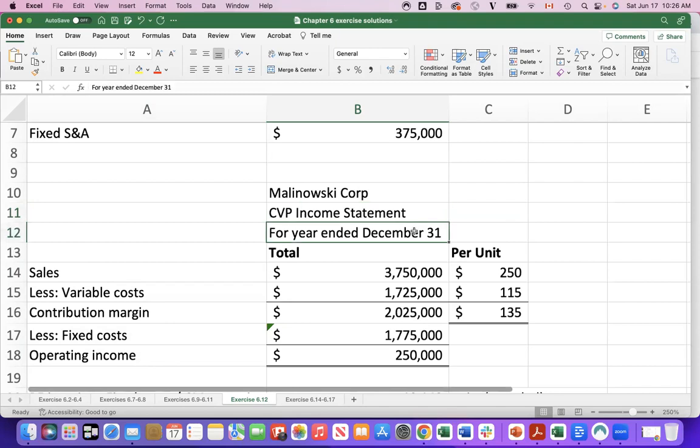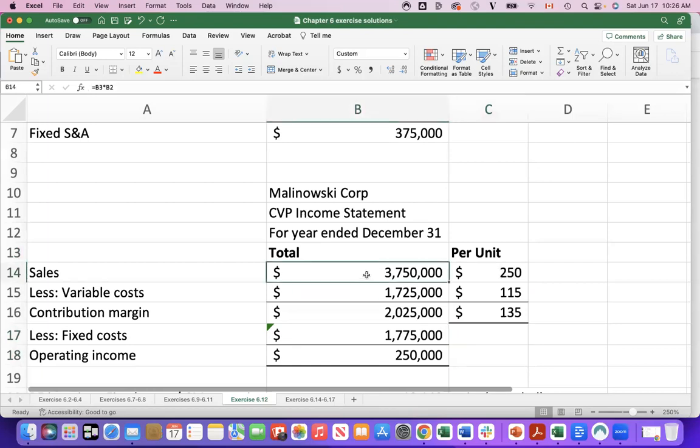So the results showing here are for the entire year. In this case, it'd be a calendar year since the end is December 31st. Notice too, we have two different columns. We have a total column and we have a per unit column, but the per unit column doesn't go all the way down. It ends at contribution margin. Because remember, we talked about earlier in this chapter, fixed cost per unit doesn't really give us useful information, so we don't report it. So we don't necessarily need to show that on the income statement.